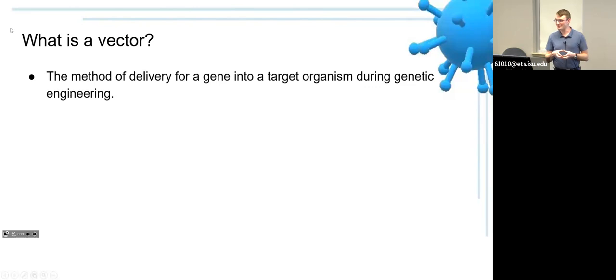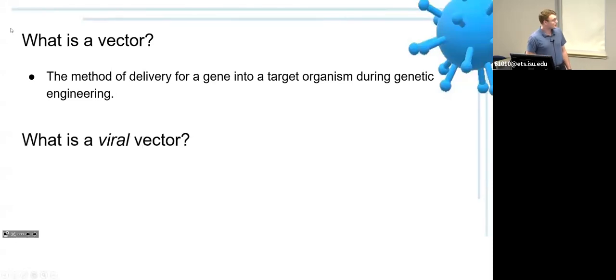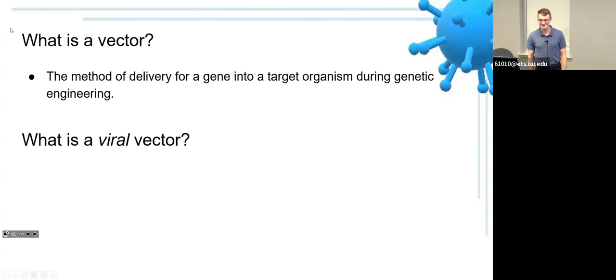Plasmids, if you guys have talked about those before, are circular loops of DNA that we can transform into bacteria that we can use to carry genes. Those ones we most commonly use on bacteria, but today we're going to talk about viral vectors. So if a vector is a method of delivery for a gene into a target organism, what do you suspect a viral vector is?